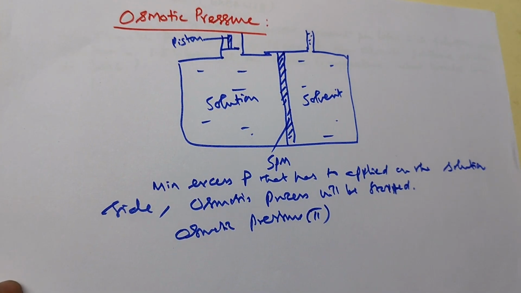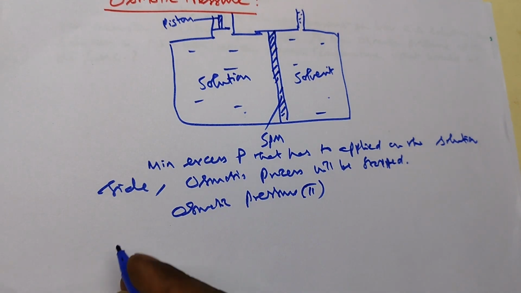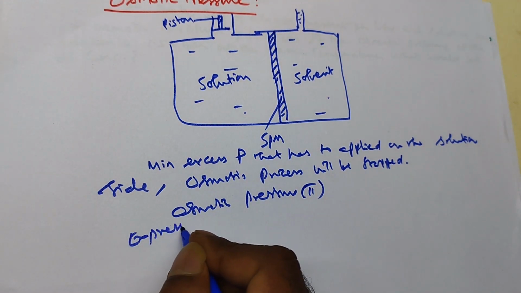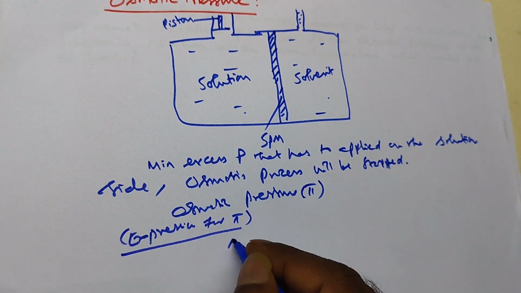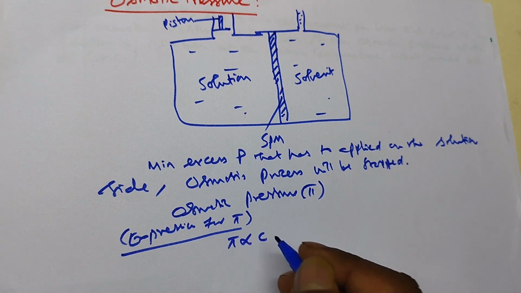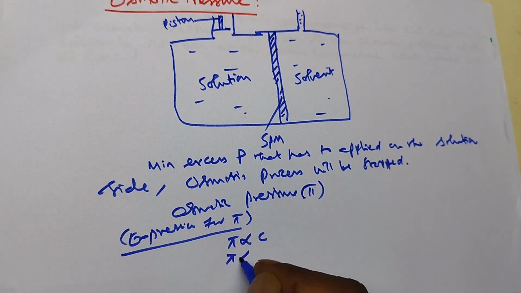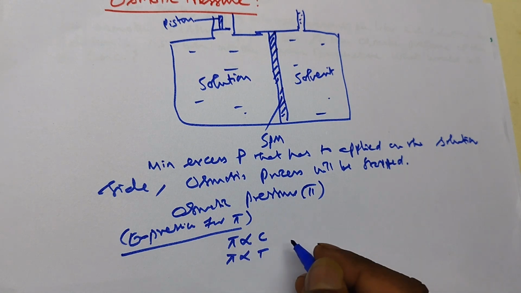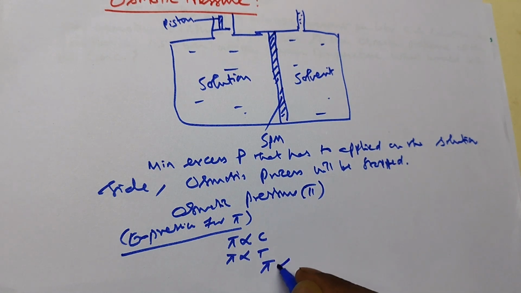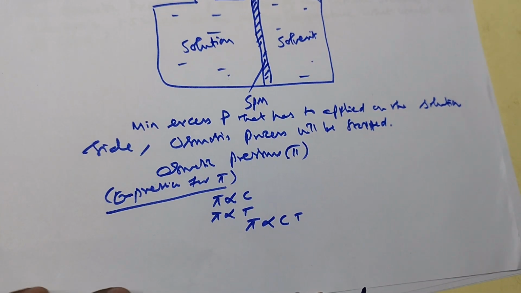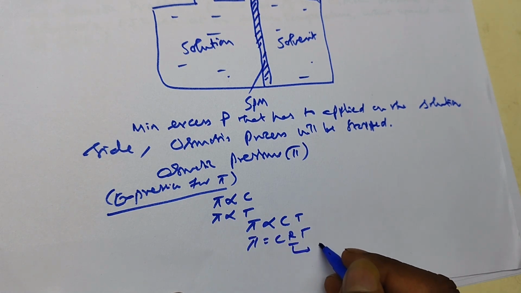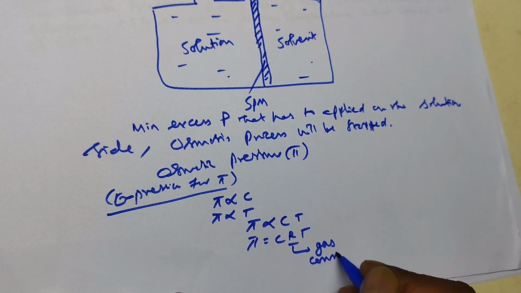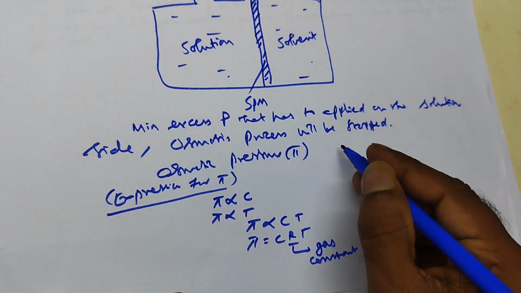Now the expression for this pi, or osmotic pressure: osmotic pressure is directly proportional to the concentration of solution. Osmotic pressure is directly proportional to the absolute temperature T. When we combine these two, pi is directly proportional to CT. To remove the proportionality, we have to put a constant, so pi equals CRT, where R is known as the gas constant.